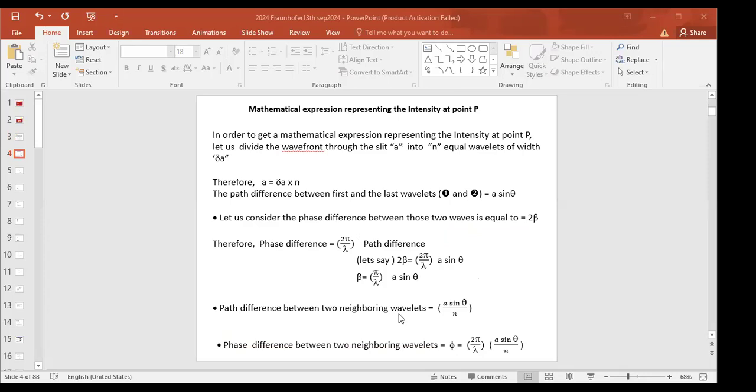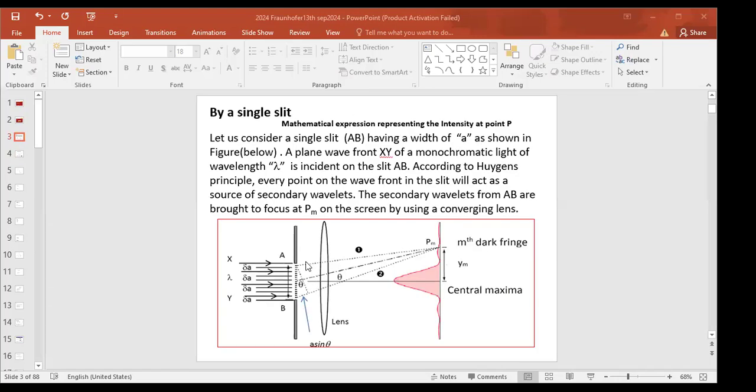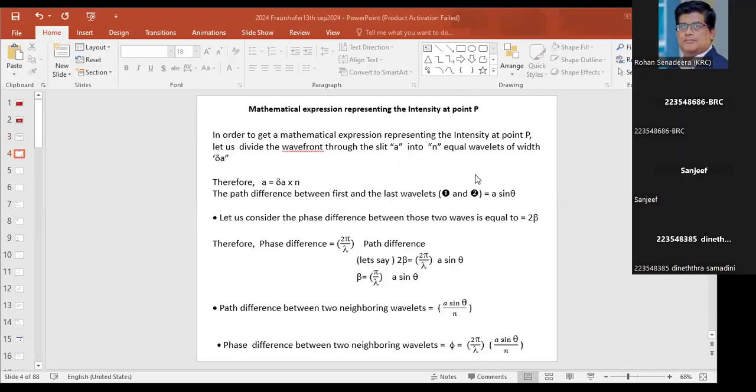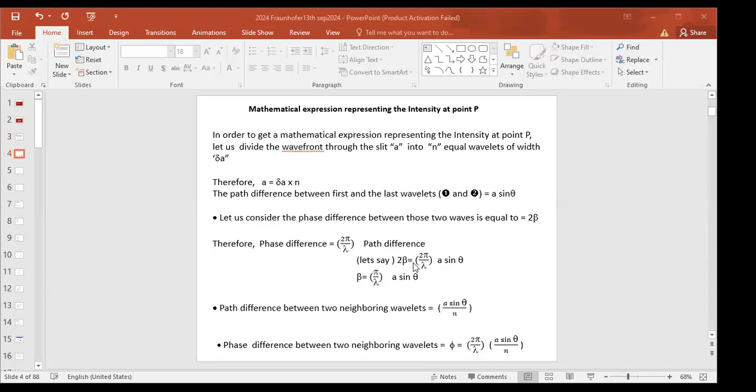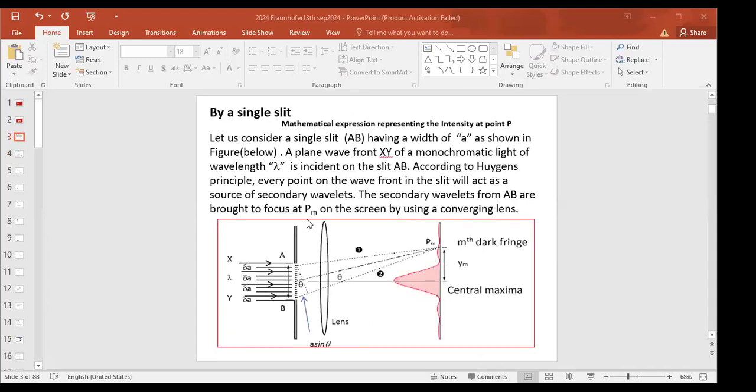Right, now I put everything here. To get a mathematical relationship, we have to do small things. Basically, we consider the path difference between these two waves, like in previous cases. Now, this is the mathematical way of doing this. What we do here is we divide this single slit into a large number of small slits having a width of delta A. This is A, simple A, the A to B distance.